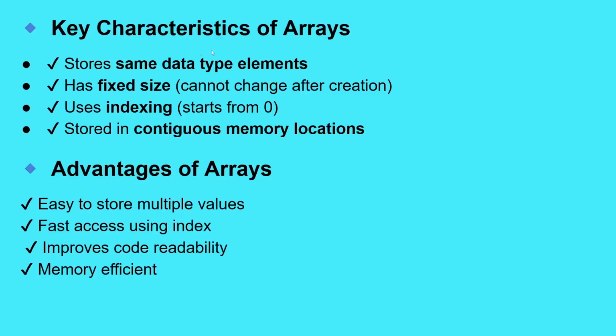Key characteristics of arrays: store same data type elements, has fixed size, cannot change after creation, uses indexing, starts from 0, stored in contiguous memory location. Advantages of array: easy to store multiple values, fast access using index, improves code readability, and memory efficient. So let's dive into the code.